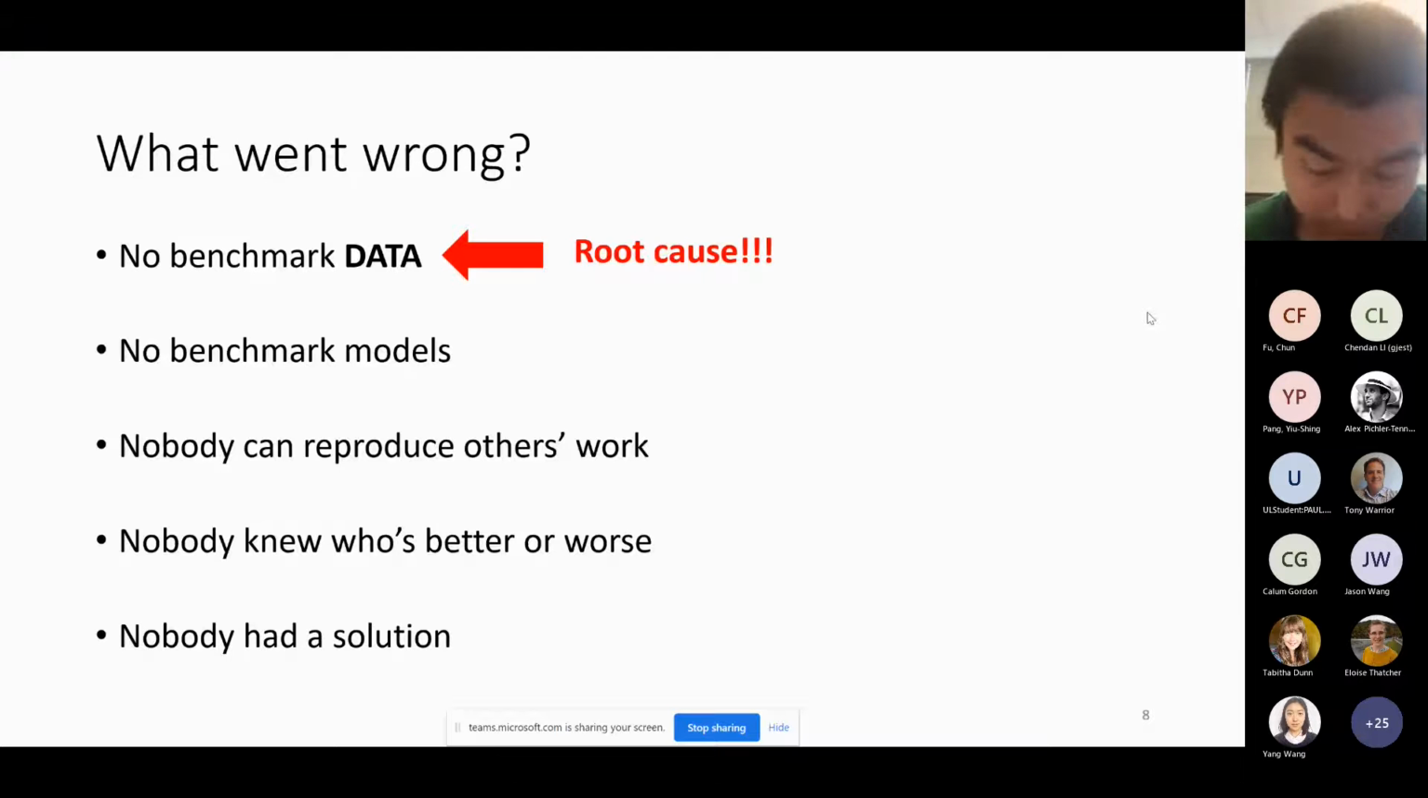If you look at 2010 and before, there was no benchmark data. If you look at these papers, they don't use any benchmark data, and there were no benchmark models. They don't benchmark a newly proposed work against any existing work. And nobody could reproduce others' work.